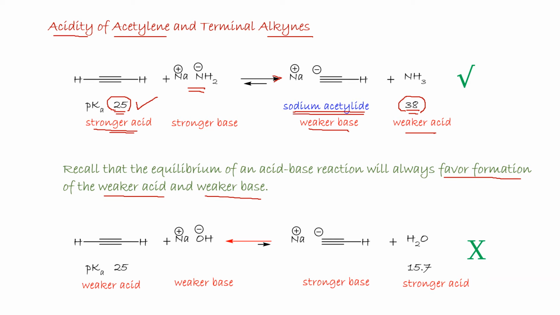If we react acetylene with sodium hydroxide to give the acetylide and water, in this case water will be the stronger acid, pKa 15.7, acetylene here is 25, so the equilibrium will shift this way and the formation of sodium acetylide will not be achieved.